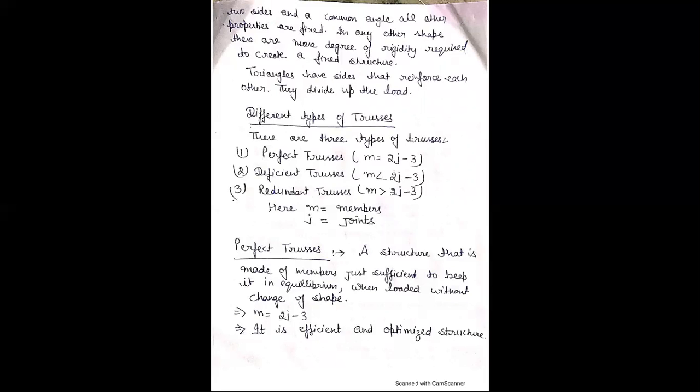Now, what are the different types of trusses? There are three types of trusses, based upon the number of members and joints. The first is the perfect truss, where m is equal to 2j minus 3, where m is the number of members in the truss and j is the number of joints.